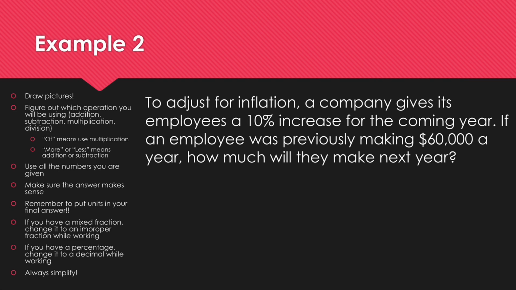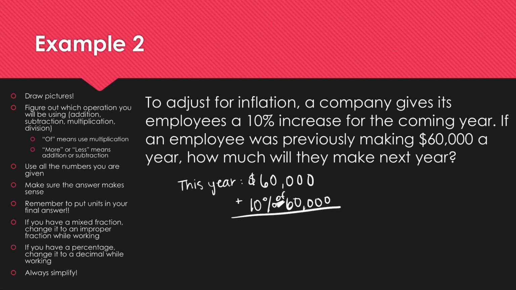So for this one, it's kind of harder to draw a picture, but I can at least do some kind of organization. So I can say he made this year was $60,000. I'm going to do plus 10% of 60,000. And see, there's the of, which means we're going to be using multiplication. And then that's going to give me my total next year. So I organize my information, and that will help me solve it later.